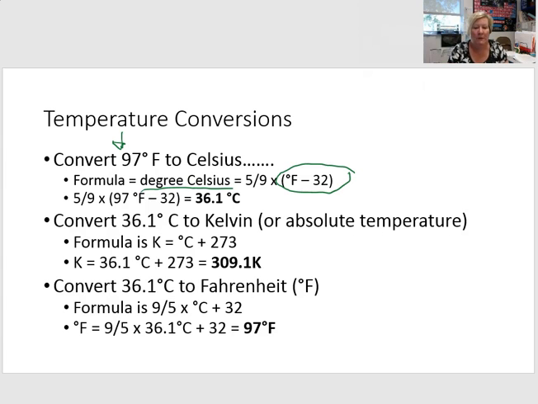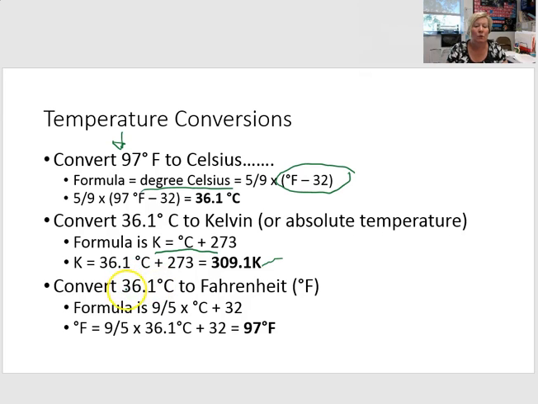So what is our formula? Kelvin is however many degrees Celsius you have, you simply add 273 to it. It's that simple. So Kelvin then is 36.1 degrees Celsius, that's what our problem is giving us. And when we add 273 to that, you get an absolute temperature of 309.1 Kelvin.